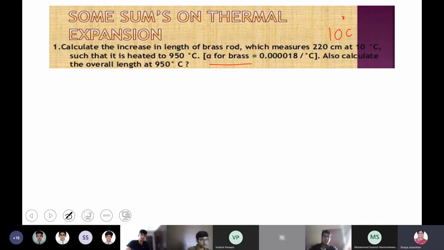Ma'am, in this chapter, do we ever need to convert Celsius to Kelvin? Not necessary, boys, because your alpha is being given in terms of degree centigrade, right? All right, ma'am. We need to check with all the physical quantities. So here you can keep it as degree centigrade itself. Okay, fine.